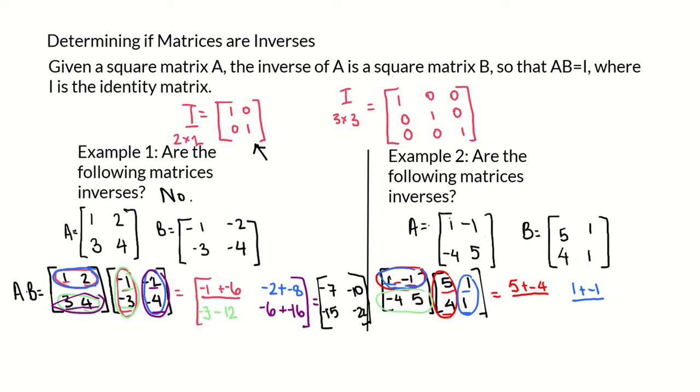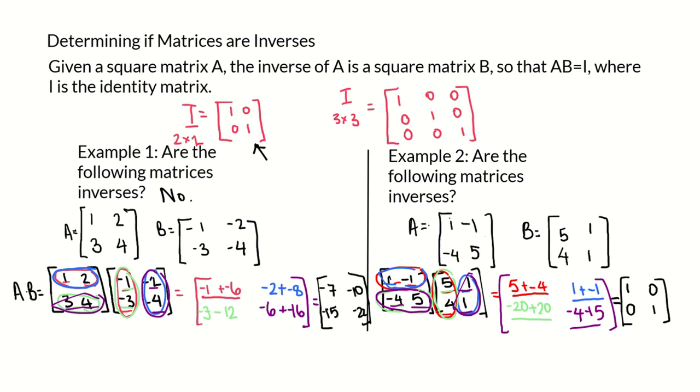Okay, second row, first column, -4 times 5 is -20, and 5 times 4 is +20. Second row, second column, -4 times 1 is -4, and 5 times 1 is 5. Now adding these spots together, 5 plus -4 is 1, 1 plus -1 is 0, -20 plus 20 is 0, and -4 plus 5 is 1.